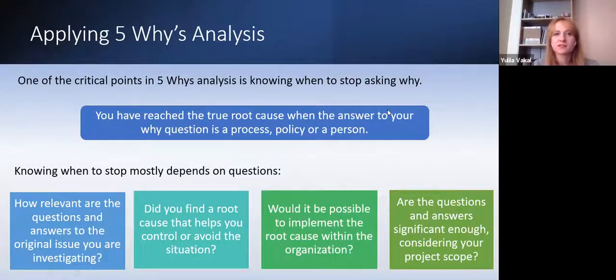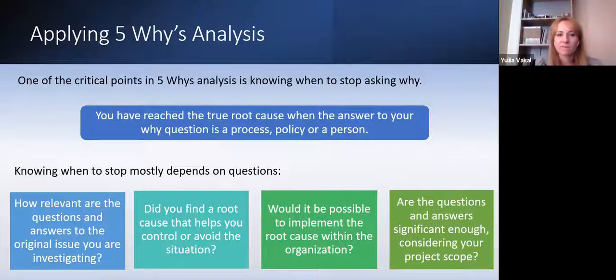Right, so let's see how we apply 5 whys. Which problems do we have with 5 whys? The main thing, and I mentioned it today, is to understand where to stop asking whys. Very experienced practitioners usually say that you have reached the true root cause when the answer to your why question is a process, policy, or person. If it's something else, that's probably not a root cause.